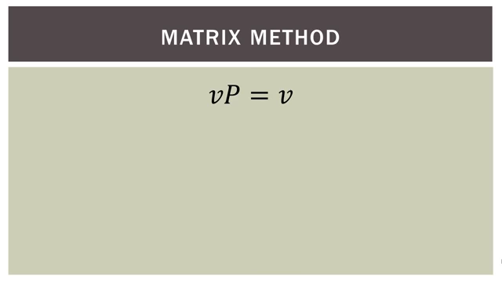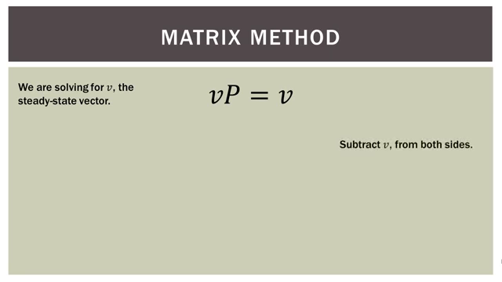So what can I do with this expression? Well, I'm solving for V, the steady state vector. So I can subtract V from both sides, and it looks like this. So I subtract V from the right and from the left, and we have V times P minus V equals 0. So that should be pretty clear up to this point. Now we can do some factoring. We can factor out V on the left side because it's sort of common to both terms there.